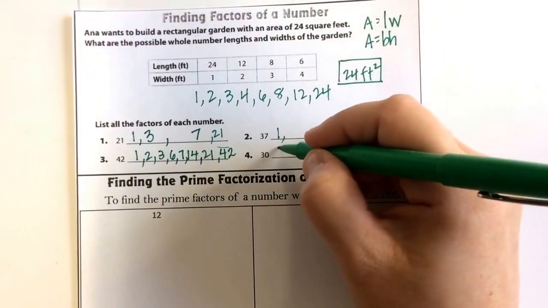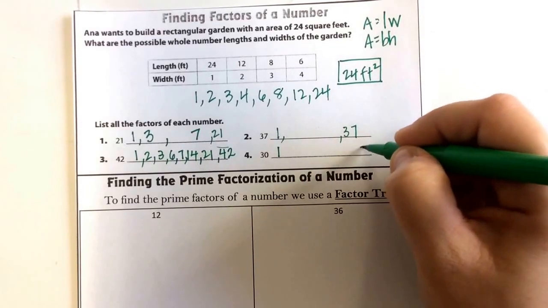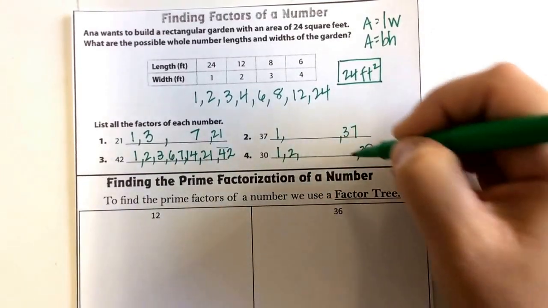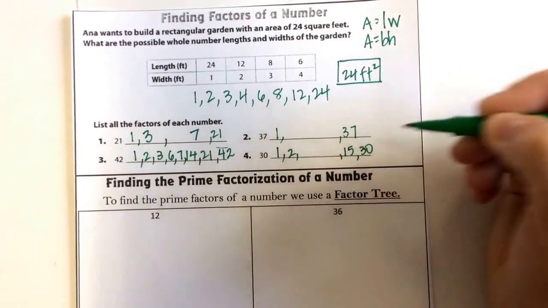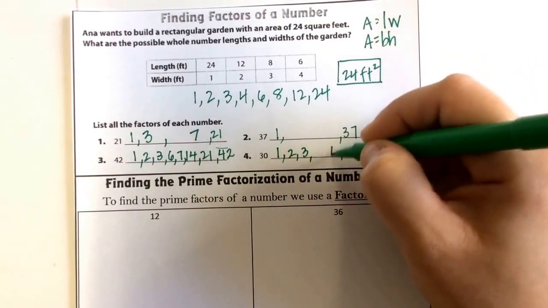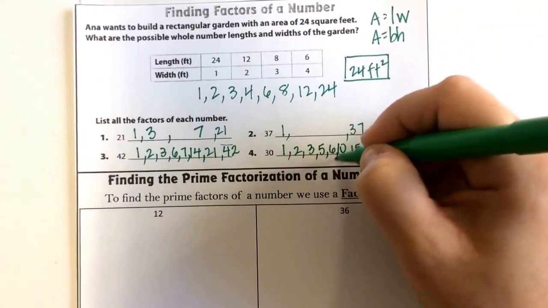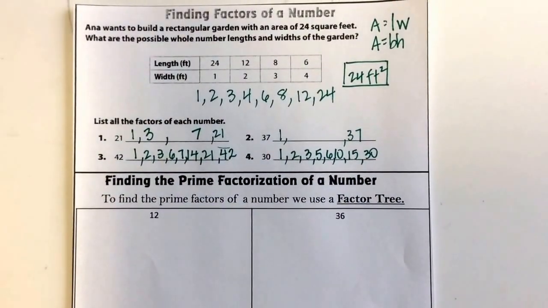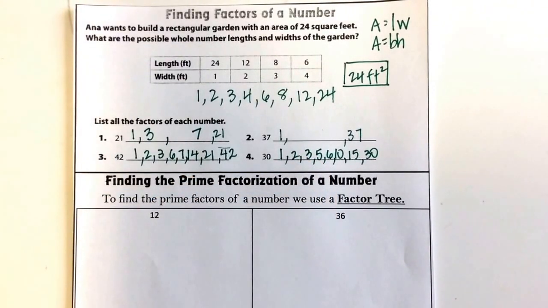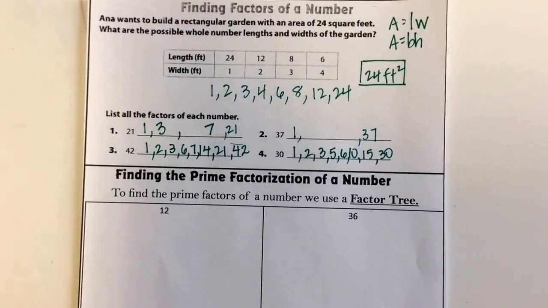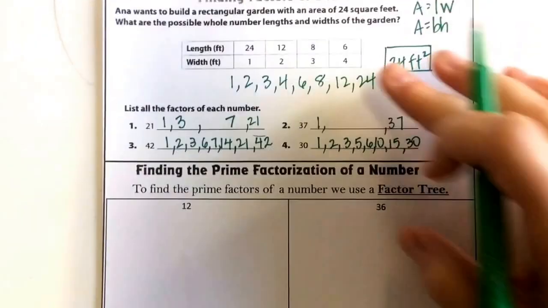For 30, you should have ended up with 1 and 30. I know it's even, so 2 and 15, 3 and 10, and then we end up right in the middle with 5 times 6. Both of these are also composite numbers because they have those factors. So those are just basic factors of numbers.